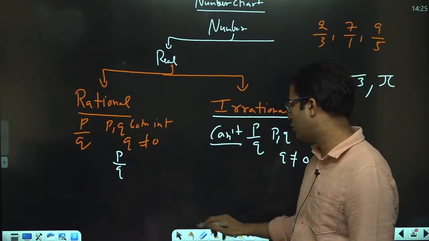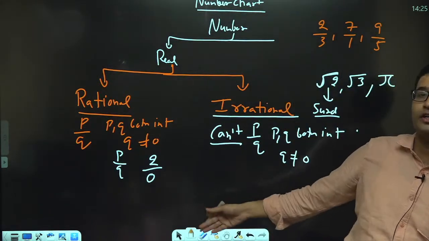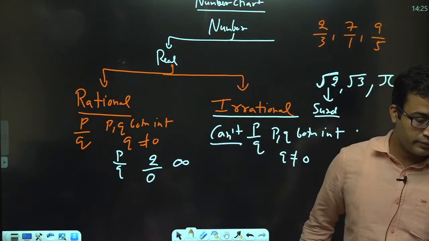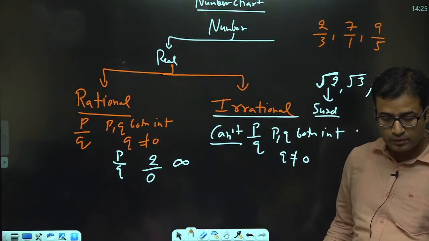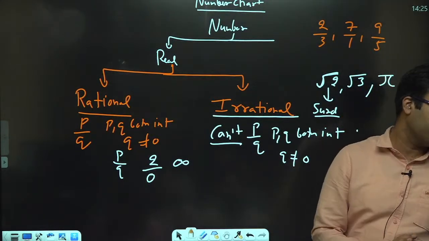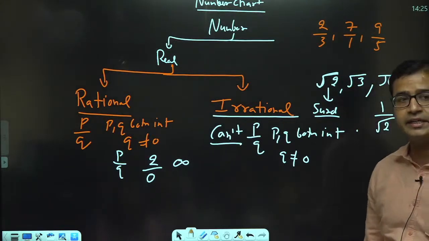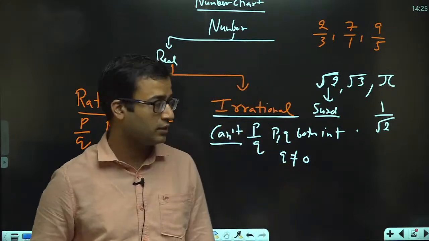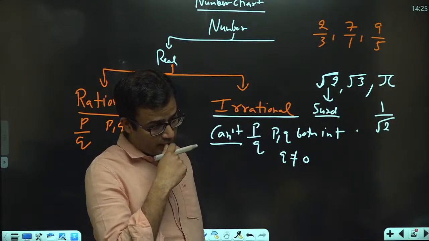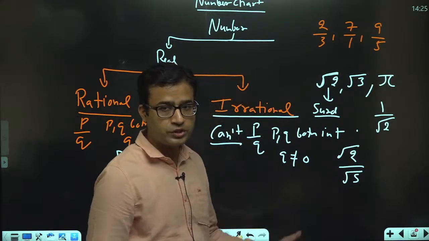Q is not equal to 0. Why? Because if it is 2/0, when you divide any integer with 0, it becomes infinity. तो वो infinity बन जाता है. In this irrational one, the numerator p is also not an integer. Out of these two, one can be an integer. So if it is 1/√2, 1 is an integer, but here the denominator is not an integer. It is also an irrational number. There can be a case wherein both are not integers, if it is under root 2 by under root 5, so this is an irrational number.